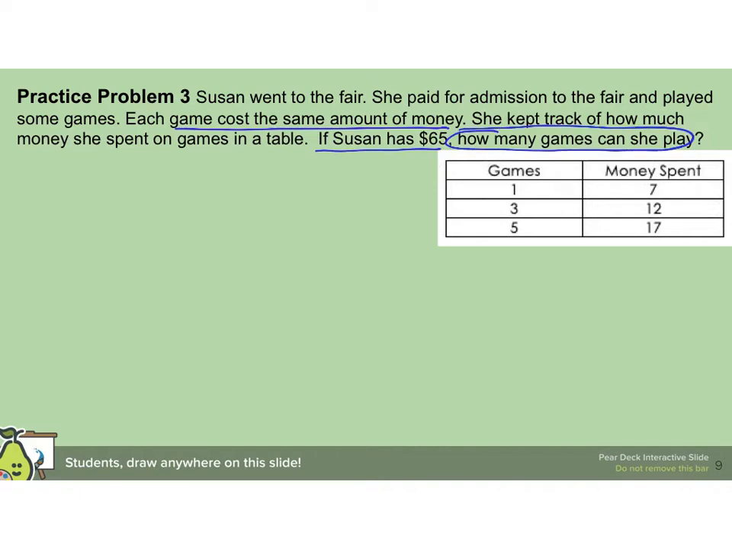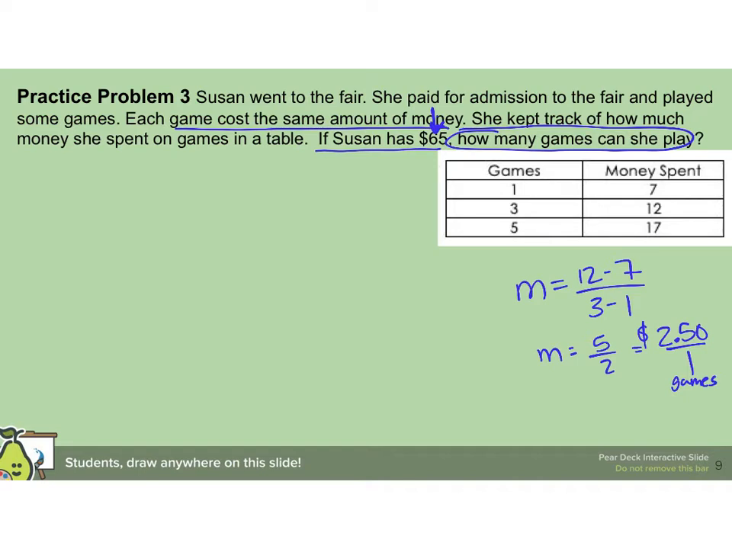All right, same steps. I need the m, the b, and the equation, and then I have to figure out how to plug in this 65. So, starting with my slope. 12 minus 7 over 3 minus 1. That's 5 over 2. Ugh. So that is 2.50 over 1. $2.50 is money, and the 1 stands for games. So each game costs $2.50.